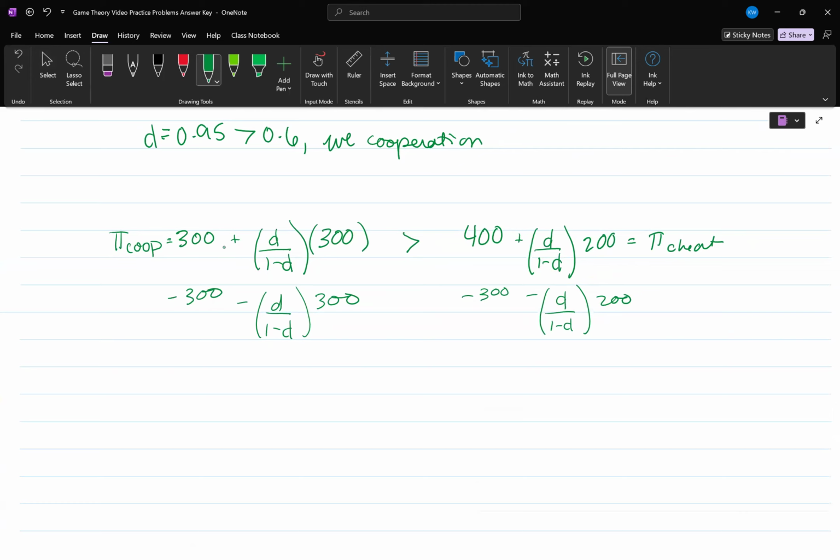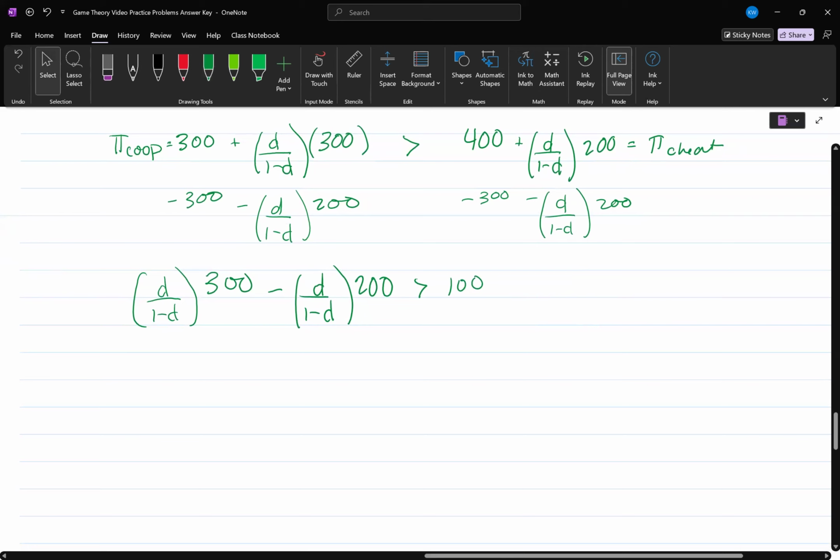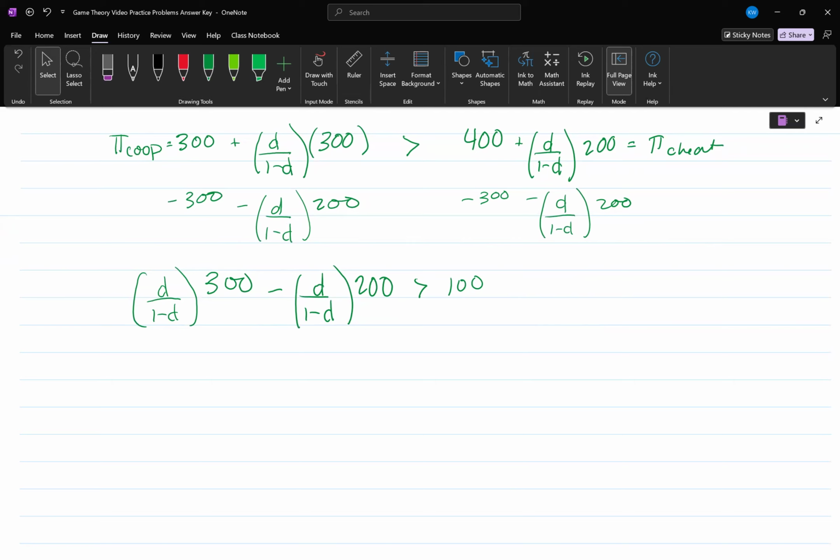All right, so here, we're going to go ahead and do all this arithmetic. So we'll have d over 1 minus d times 300 minus d over 1 minus d times 200. And then on the right-hand side, we have 100 left, right? 400 minus 300 is going to give us 100. On our left-hand side, we have d over 1 minus d modifying 300 and 200, so we can pull that out. So we'll have d over 1 minus d multiplied by parentheses 300 minus 200.